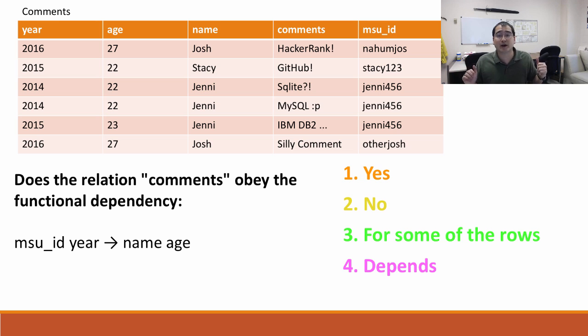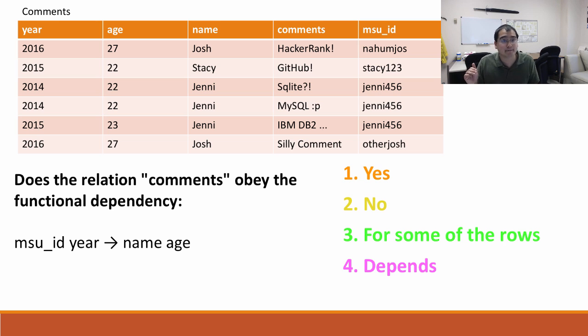Okay. The next one, Jenny 456, 2014. Are there any rows that match Jenny 456 and 2014? Yeah, the one right below it. Okay, so that's not a problem in and of itself. We have two rows with the same left side of the functional dependency. Do they agree on the age and the name? Yeah, both of them say age is 22. Both of them say the first name is Jenny.